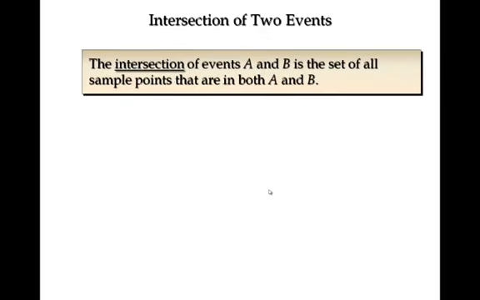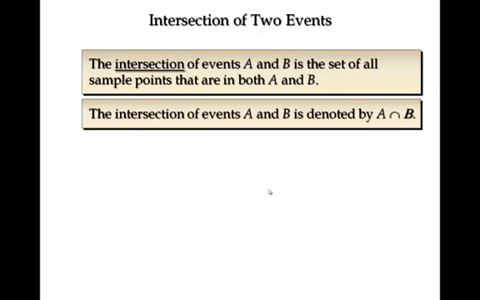What is an intersection of two events? It is just the set of all sample points that are in both A and B. So this is an important point. The sample point has to be in A and in B. If it's only in A but not in B, then it doesn't count as an intersection. And if it's only in B but not in A, then it doesn't count as an intersection. This is the mathematical way to write the intersection.